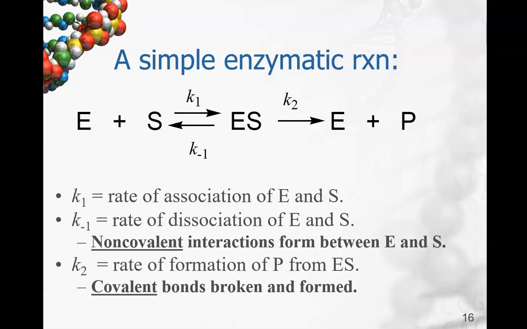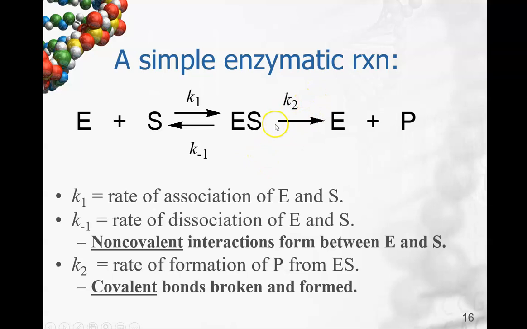So let's start with a simple enzymatic reaction in which we consider only one substrate and one product. So we'll have our enzyme binding to our substrate to form the enzyme-substrate complex. We'll use the rate constant k1 to describe how the enzyme and the substrate bind to form the enzyme-substrate complex. This is a reversible process, so we'll use k-1 if the substrate dissociates from the enzyme. And again, non-covalent interactions are what are involved here.